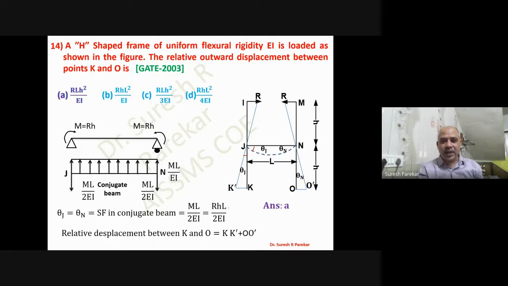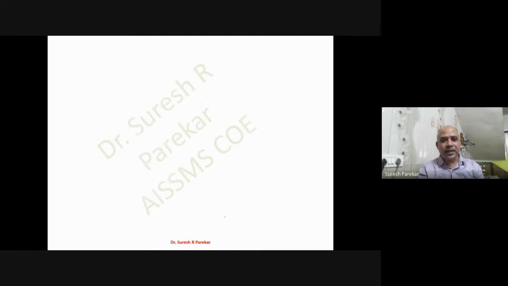So we have RHL upon 2EI into H. So this is theta. So I can say this is 2 into theta into H. And theta we have this value. So these two get cancelled. We will have RH square L upon E. That will be option A, which we calculated over here.